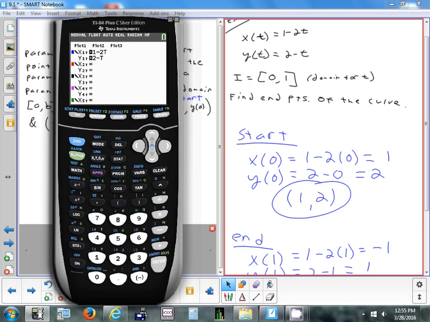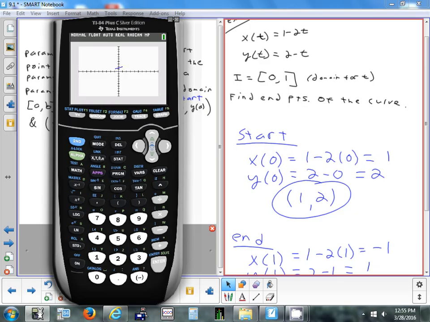Now, there's a spot where we have to set our minimum and maximum value for t. That's under window. What's my t min? 0. Yep, it's already 0. And my t max? 1. Leave t step on 0.13. This isn't the best problem to show you what t step does, so just leave it there. And leave your window negative 10 to 10 and negative 10 to 10.